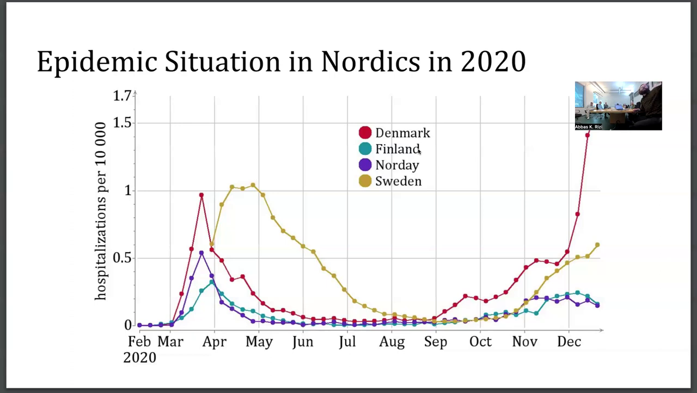But Sweden had a more laissez-faire approach, so we have an outbreak which continued much longer. And by the end of the year, we got a second wave of COVID, so numbers started to increase in all countries, while Denmark in particular has a very large number of cases.